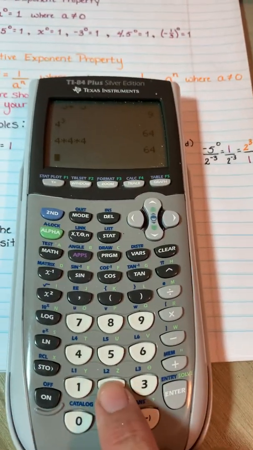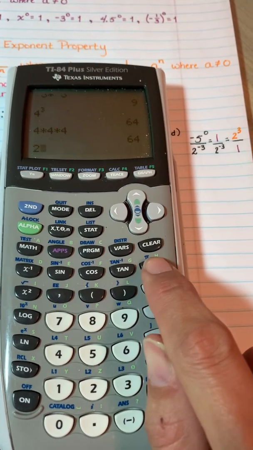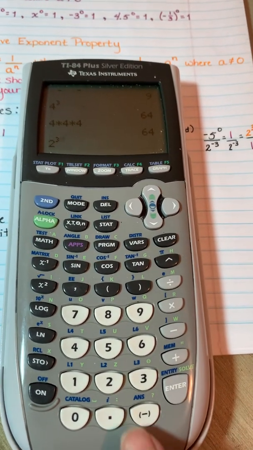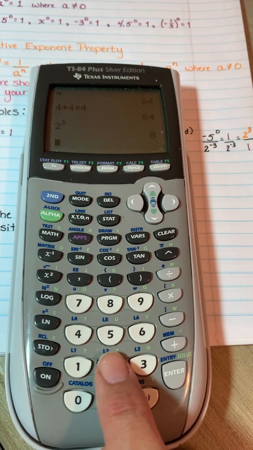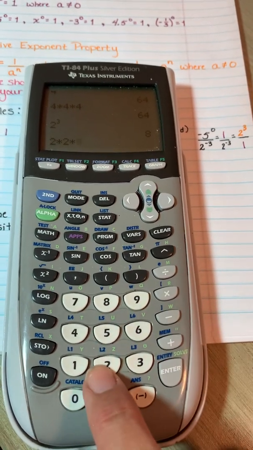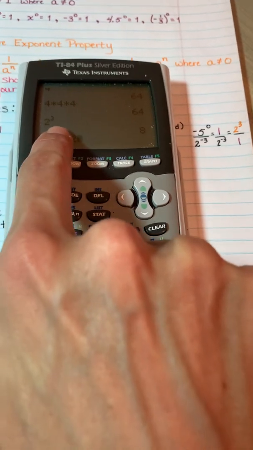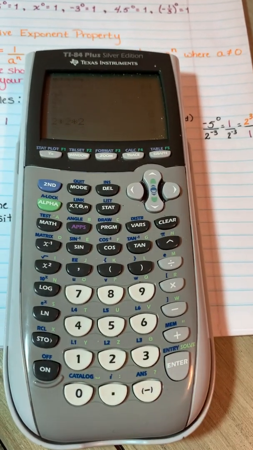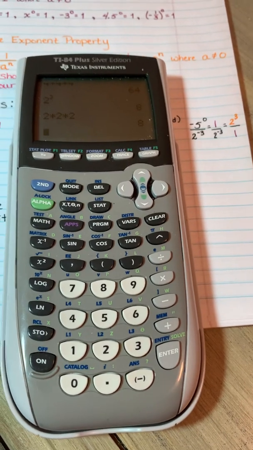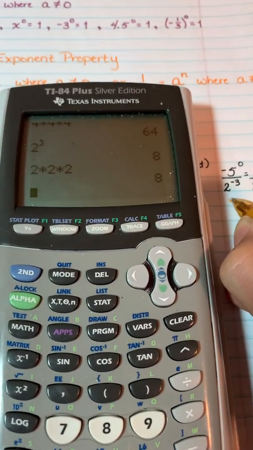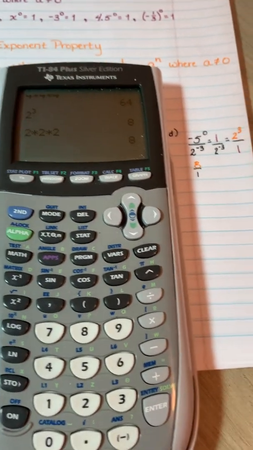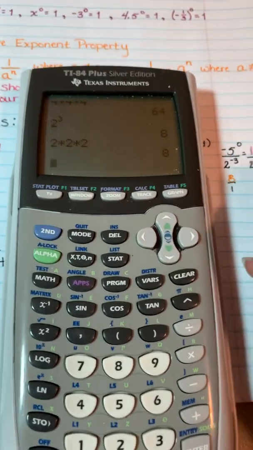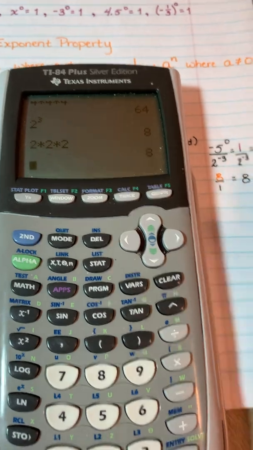And 2 to the 3, I can actually do on my calculator, using this little caret or arrow up button. 2 to the third is going to give me 8. Or I can realize that 2 to the third is the same thing as 2 times 2 times 2, taking 2 and multiplying it by itself 3 times. That will also give me 8. So our answer here is going to become 8 over 1. And anything divided by 1 is itself. So this is just going to have an answer of 8.